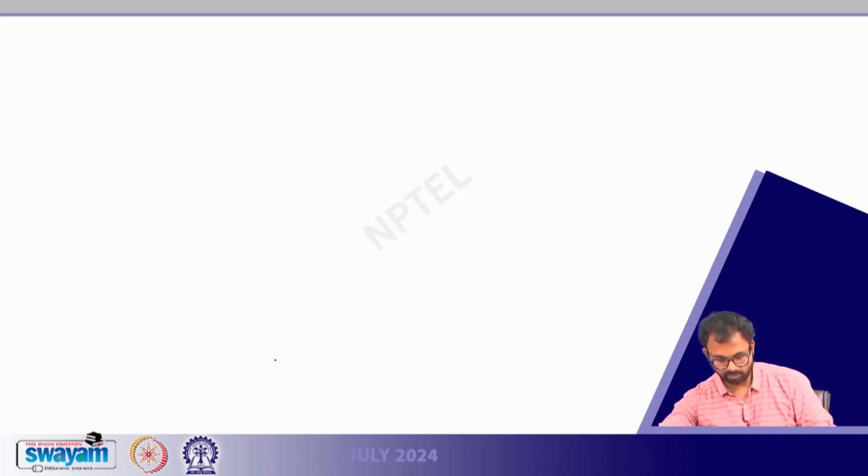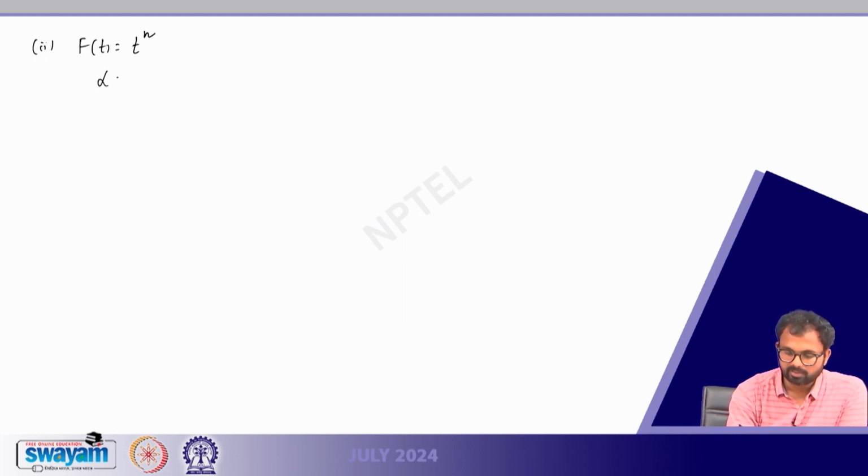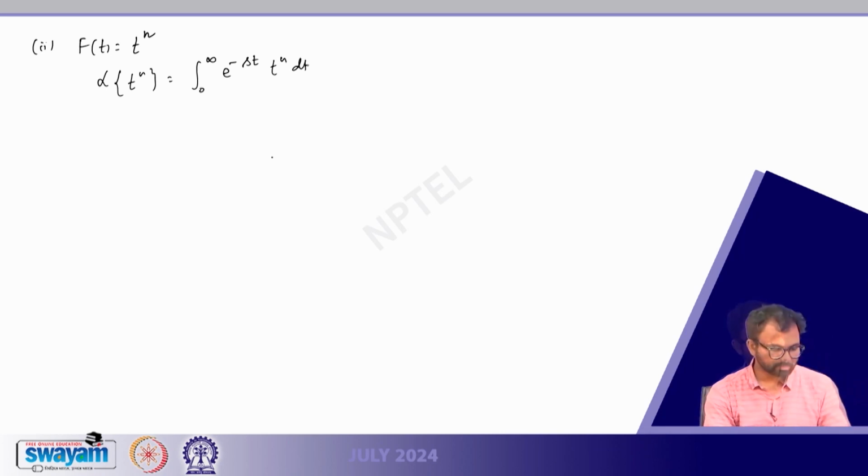Right. Now, a second example: let us say our f(t) is t square, or let us say t to the power n. Then the Laplace transform of t to the power n will be the integral from 0 to infinity of e to the power minus st times t to the power n dt, right.